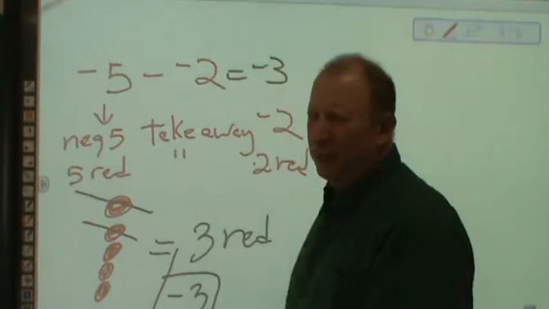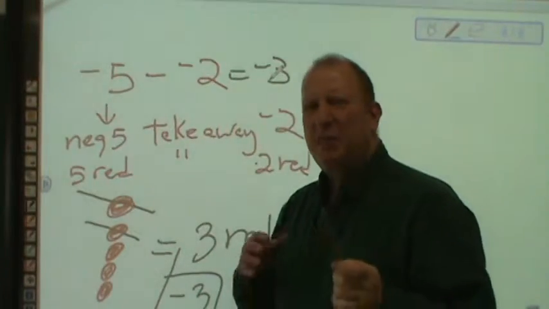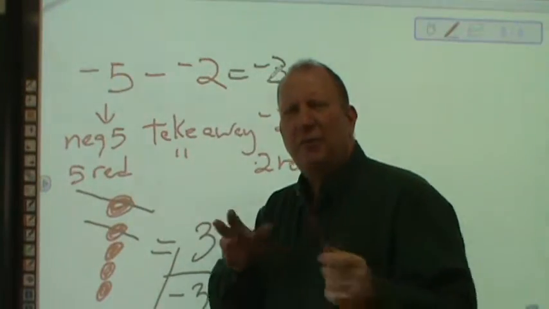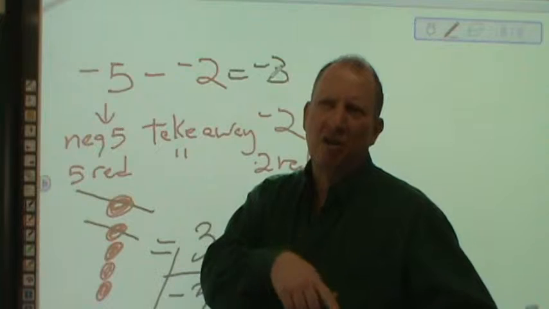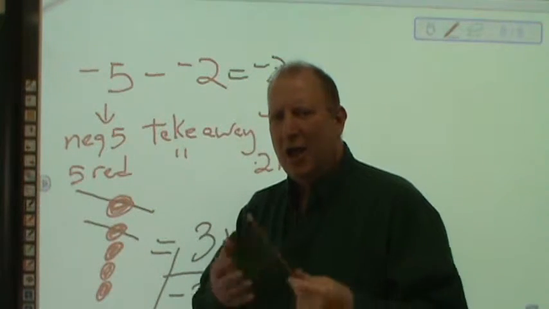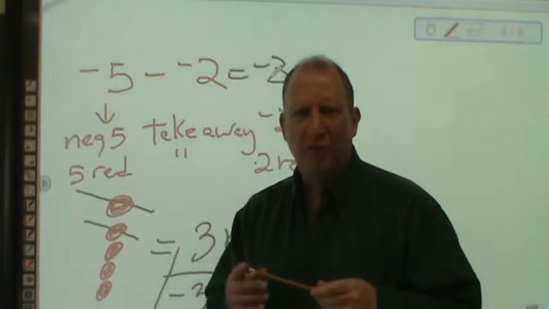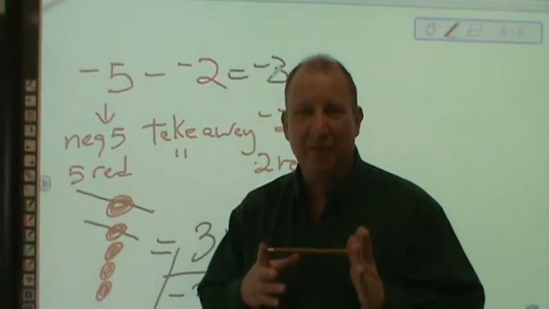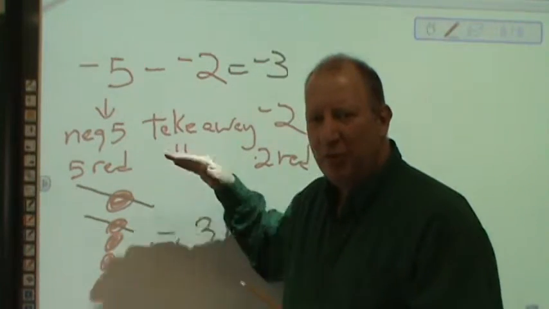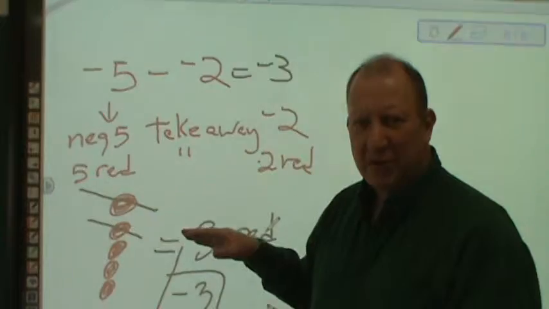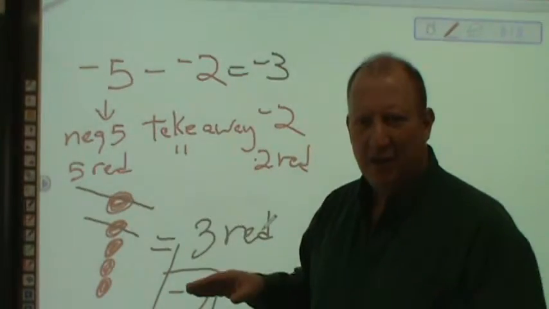Wait a second. My teacher taught me the rule. Negative and negative make a positive, and if that's the case, negative 5 plus positive 2. Oh, take the sign of the larger number. I understand these rules. However, I want you to understand them versus memorize them. And that's why I'm going through this process. It's a step-by-step process for you to understand.